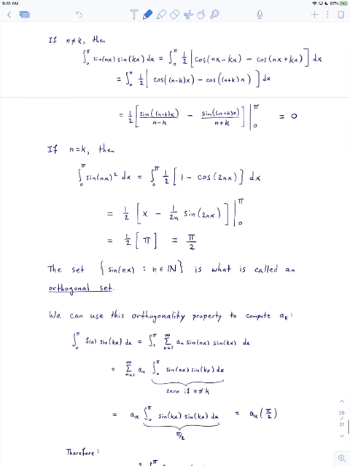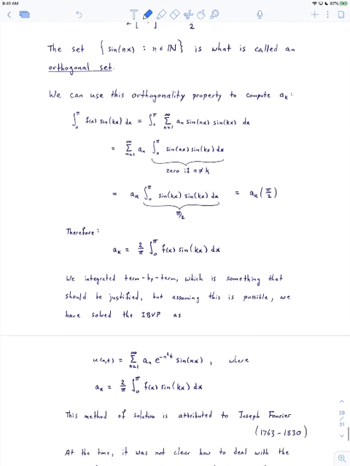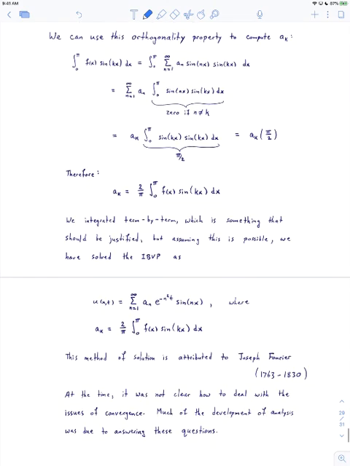So we can use this orthogonality property to compute a sub k. Basically we just integrate this f of x against this sine of kx, and we're going to take it for granted that we can integrate term by term. So we have, that's f right here. This was our assumption on f. So what we're going to do is integrate term by term, which means we're going to take this integral symbol and put it inside here.